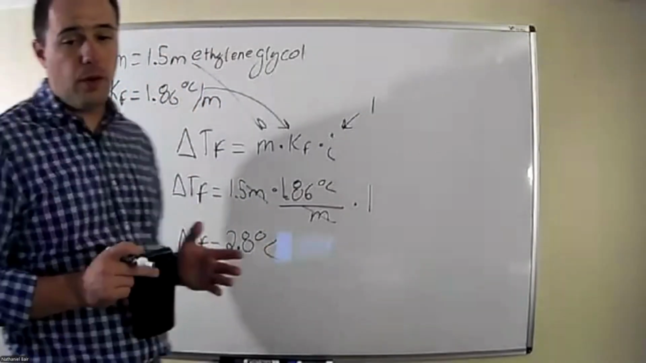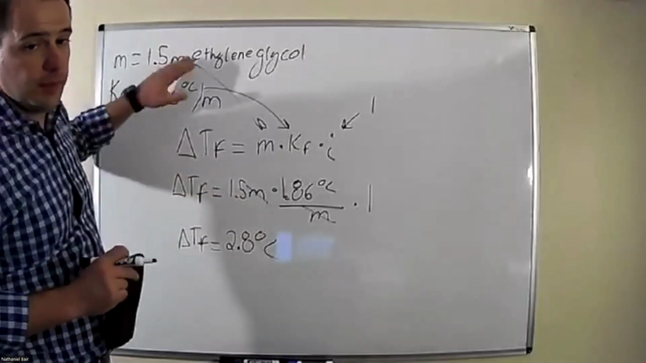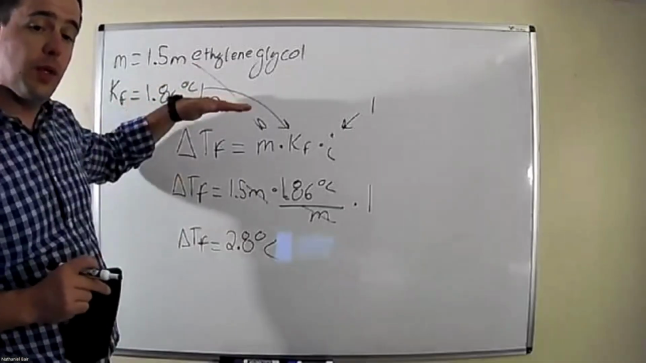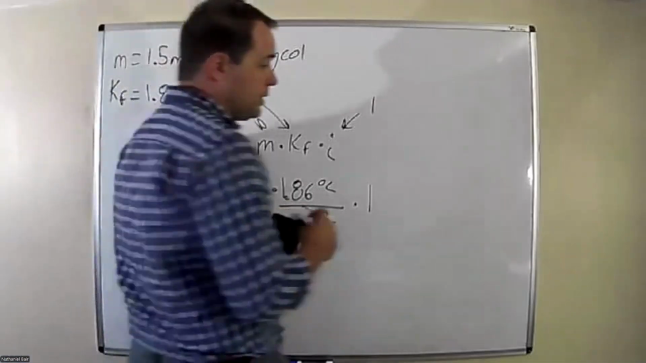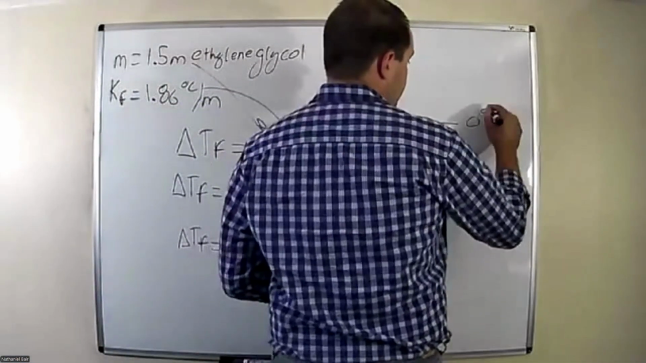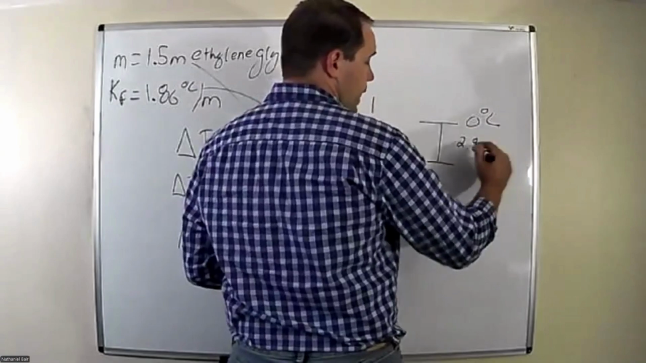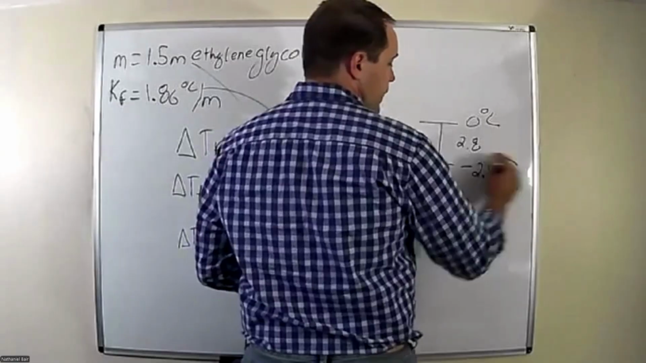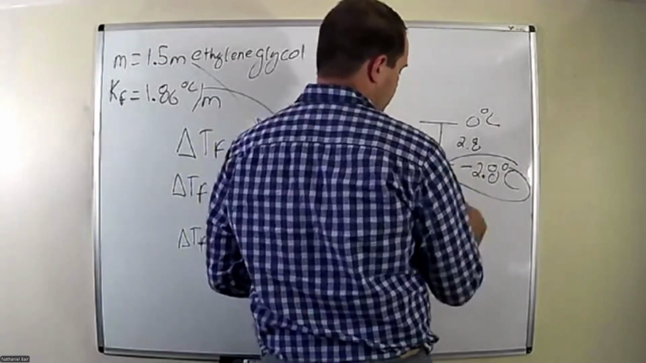So what does that mean? Well, the freezing point of water, when you dissolve enough ethylene glycol in it to make it a 1.5 molal solution, is going to be depressed by 2.8 degrees Celsius. So what's the new freezing point? Well, water normally freezes at 0, it's depressed by 2.8. So the new freezing point is negative 2.8 degrees Celsius. That would be your new freezing point.